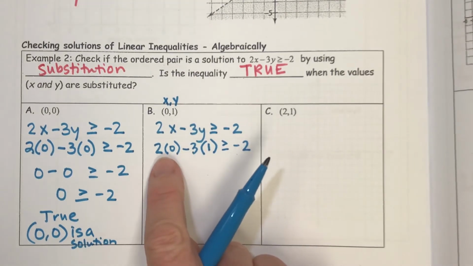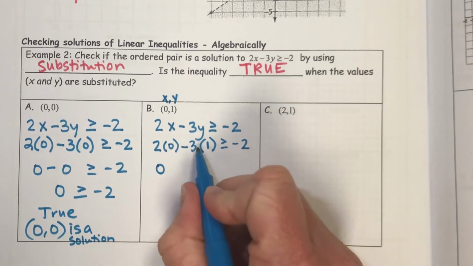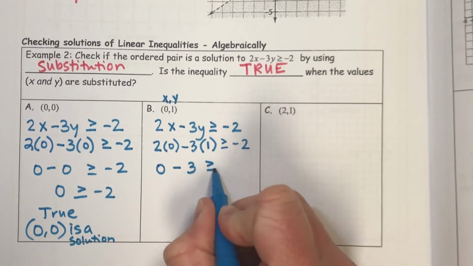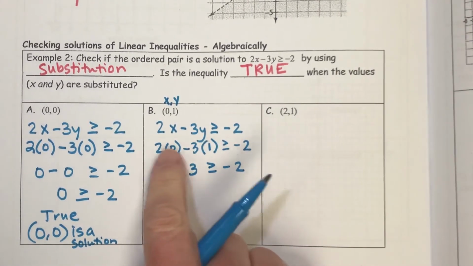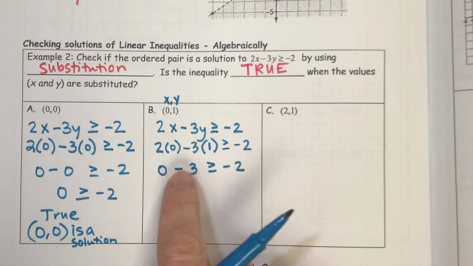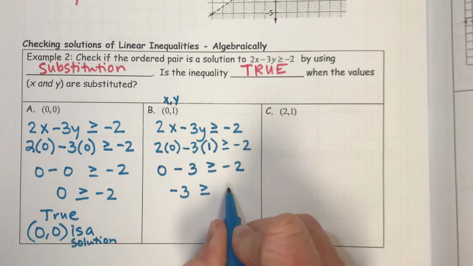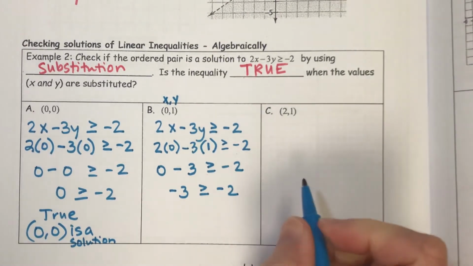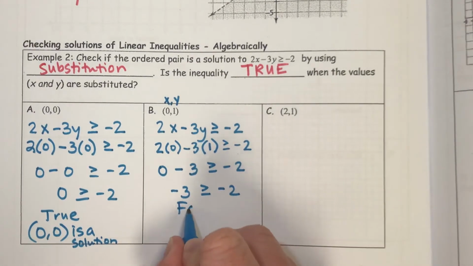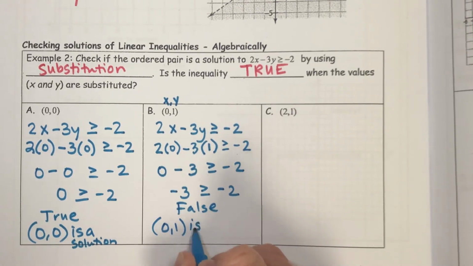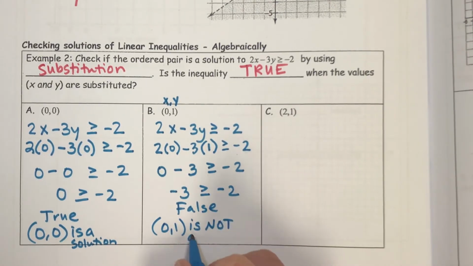Well, 2 times 0 is 0. 3 times 1 is 3. And now I'm going to do my subtraction. So PEMDAS, we're going to multiply before we subtract. 0 minus 3 here is going to be negative 3. Is negative 3 greater than or equal to negative 2? False. So (0, 1) is not a solution.